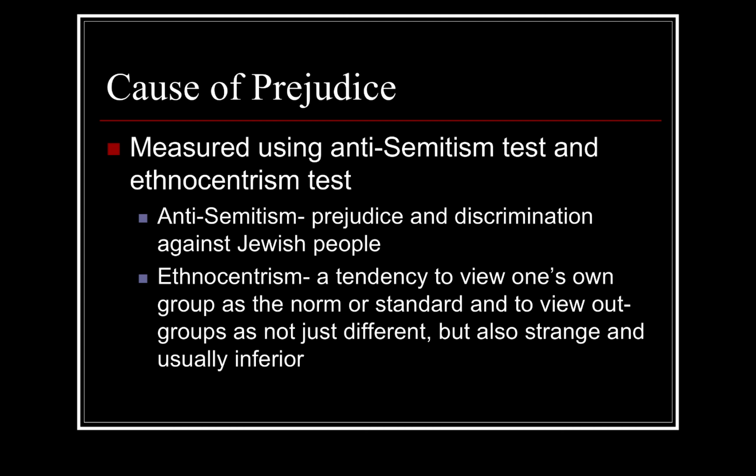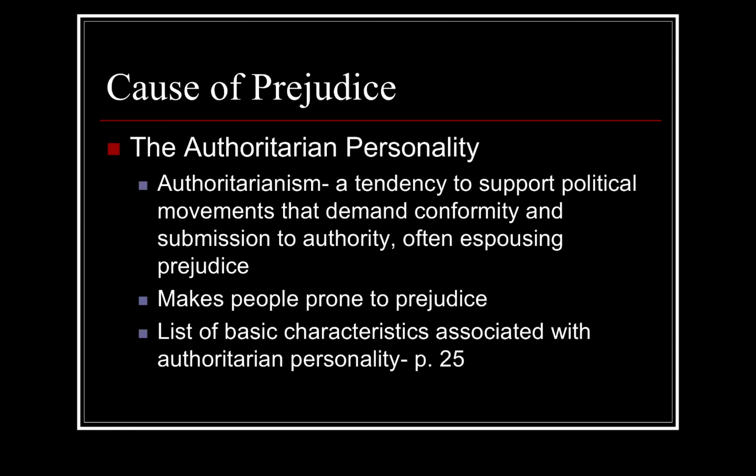Anti-Semitism is prejudice and discrimination against Jewish people, and ethnocentrism is a tendency to view one's own group as the norm or standard, and to view outgroups as not just different, but also strange and usually inferior. And authoritarianism is defined as a tendency to support political movements that demand conformity and submission to authority, often espousing prejudice. And having an authoritarian personality makes people more prone to being prejudiced. There's a list of characteristics associated with authoritarian personality in the book.